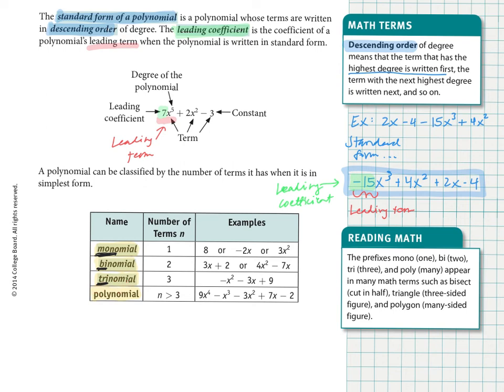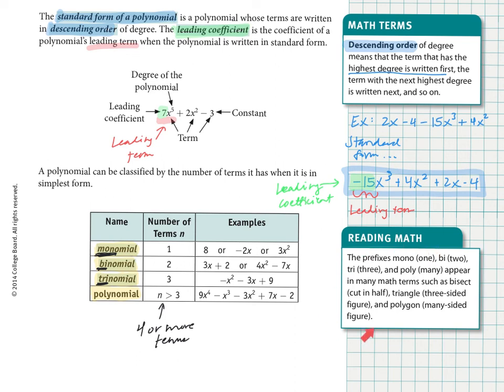But trinomial means there's 3 terms altogether. So the example that we have is negative x squared minus 3x plus 9. And then polynomial means if we have 4 or more terms. That's what this expression means: n is greater than 3. So I'm going to write that out in words just in case. So 4 or more terms. So here we have 4 or more terms. We actually have 5 terms for that example right there.